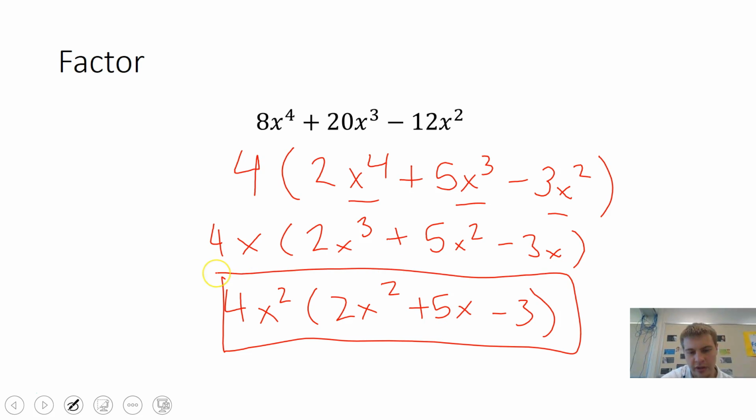If you want to do this right away, because you go, oh look, they all share two x's and they all share a 4, and take 4x squared out right off the bat, you can also do that. This is just kind of how I think about it in my head. Let's do another one.